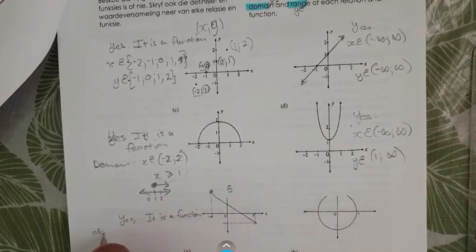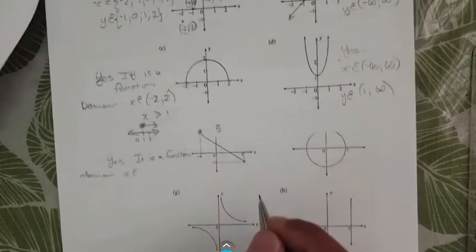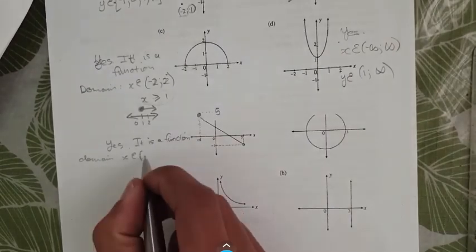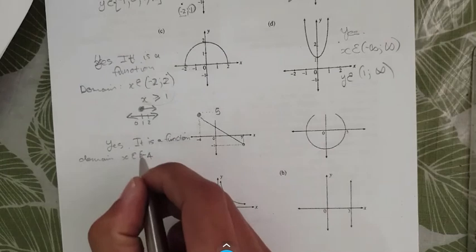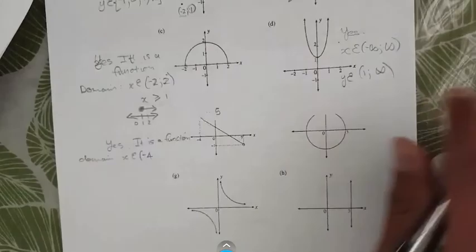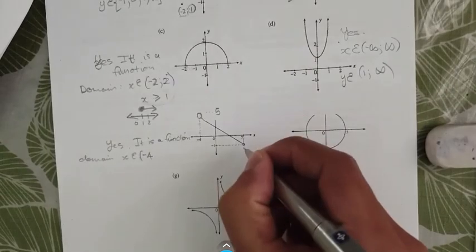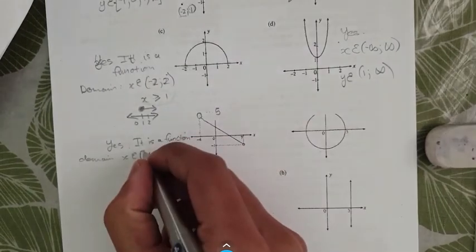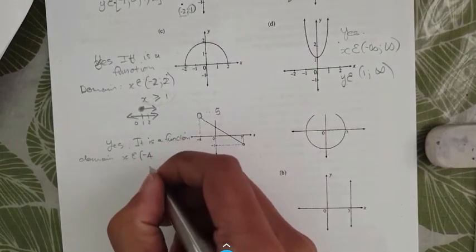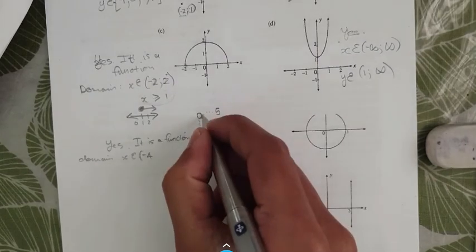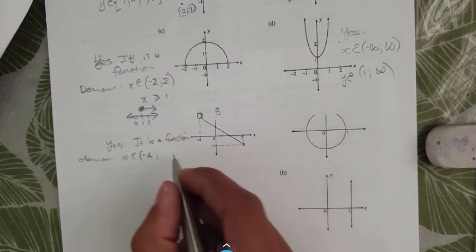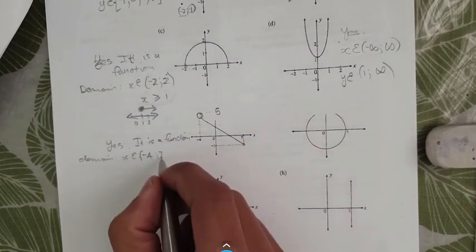The domain, x is an element of what? Bracket -4. Now you see, because that dot right there is just like this one. However, if this one was colored in, it should have been not a round bracket, but a square bracket. Alright, so because we didn't color it in like that, it's going to range from -4 until what is the biggest x value? 7, like that.